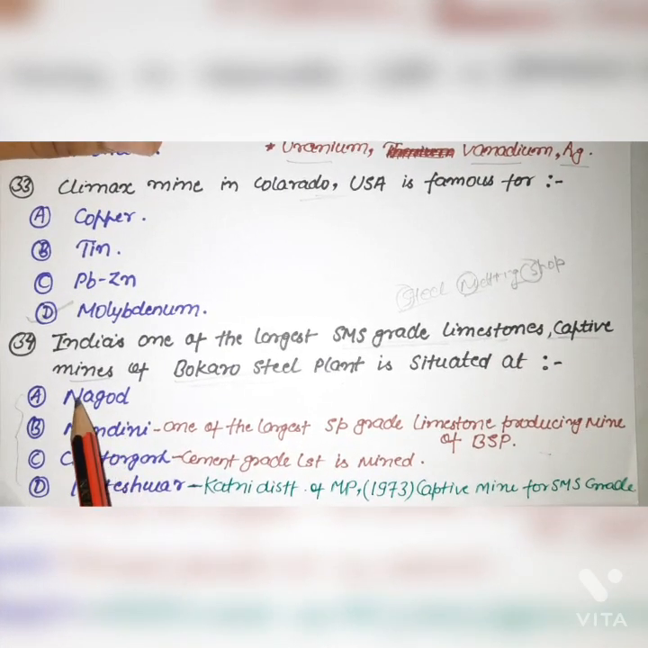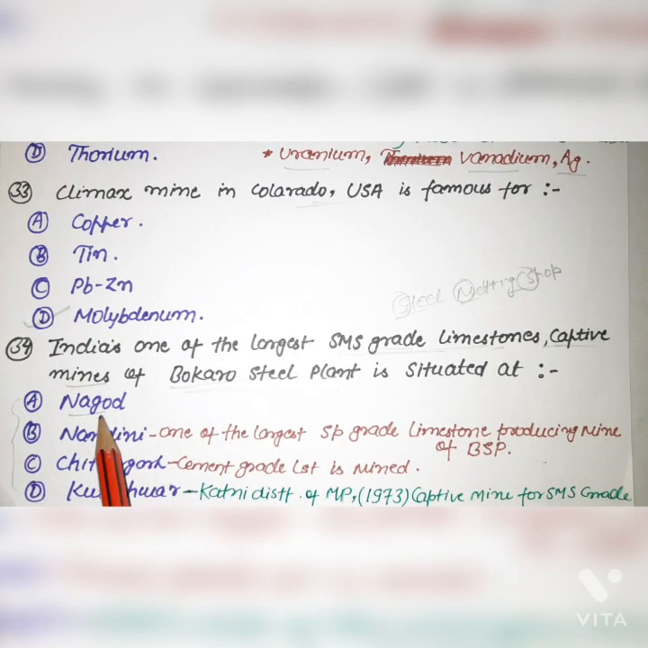First one is Nagod. Nobasta Kolar limestone block is located in Nagod Tehsil, and the proposal of mining limestone was discussed in 2016 at GSI Central Region, Nagpur. So clearly it is not the largest SMS grade limestone source yet, because mining is still on paper.